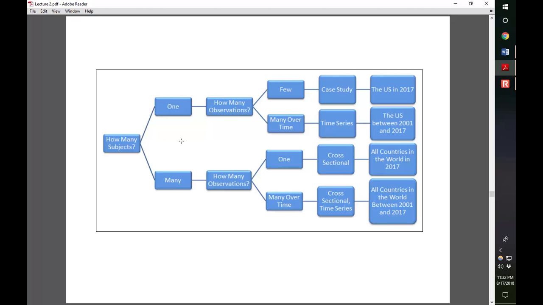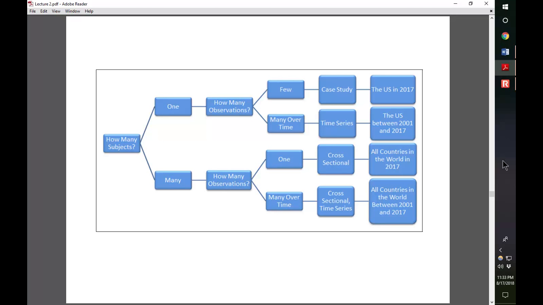If your variable applies to multiple subjects and you only have one observation per subject, then you have a cross-sectional variable. An example of this would be studying democracy in all countries throughout the world in 2017. There would be multiple subjects, all countries in the world, with one observation, 2017.